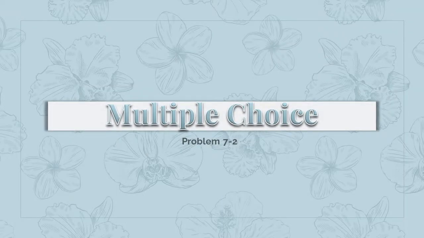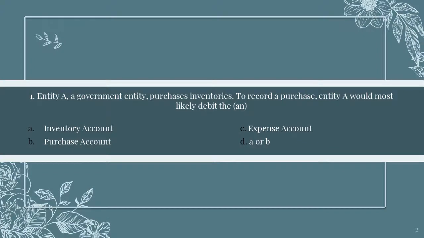And continuing on, we have the second part of the problem, which is about multiple choice. So for the first question, Entity A, a government entity, purchases inventories. To record a purchase, Entity A would most likely debit the: A. Inventory account, B. Purchase account, C. Expense account, D. A or B. And the correct answer is letter A, inventory account.